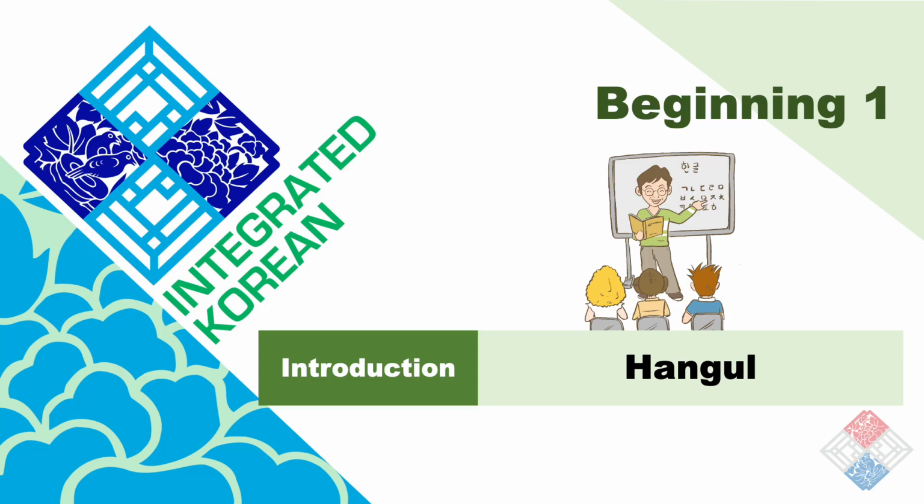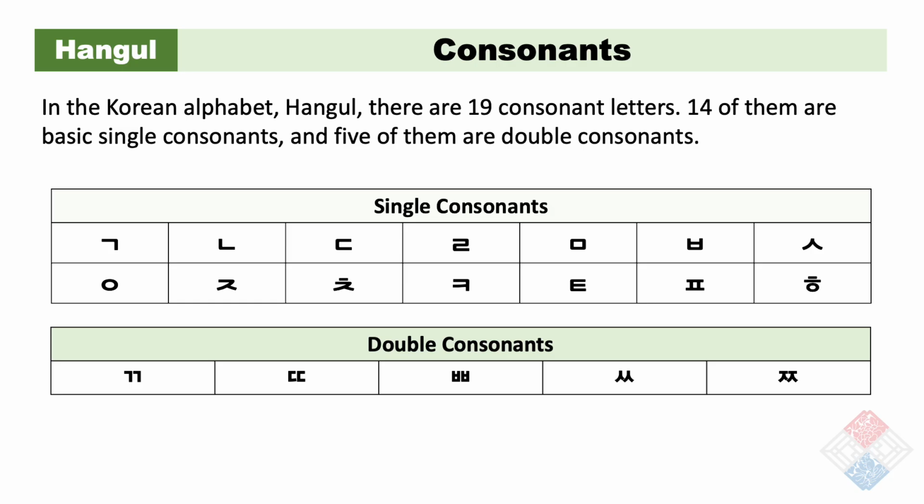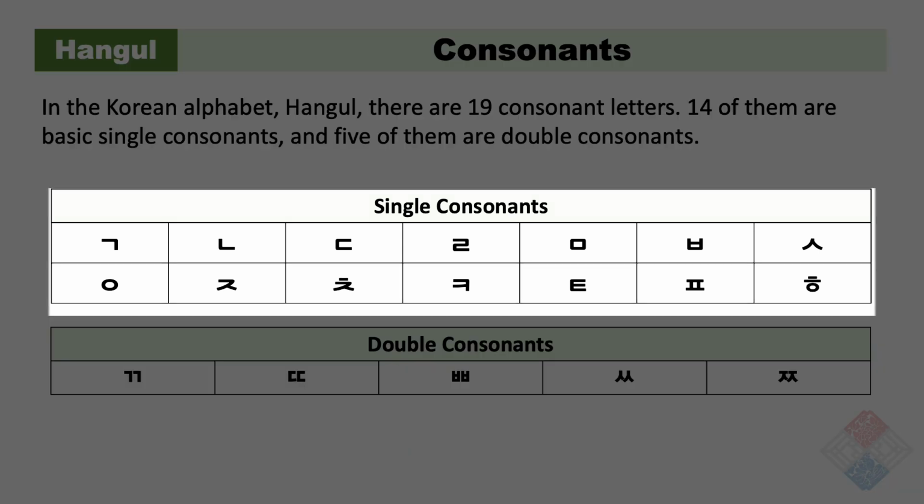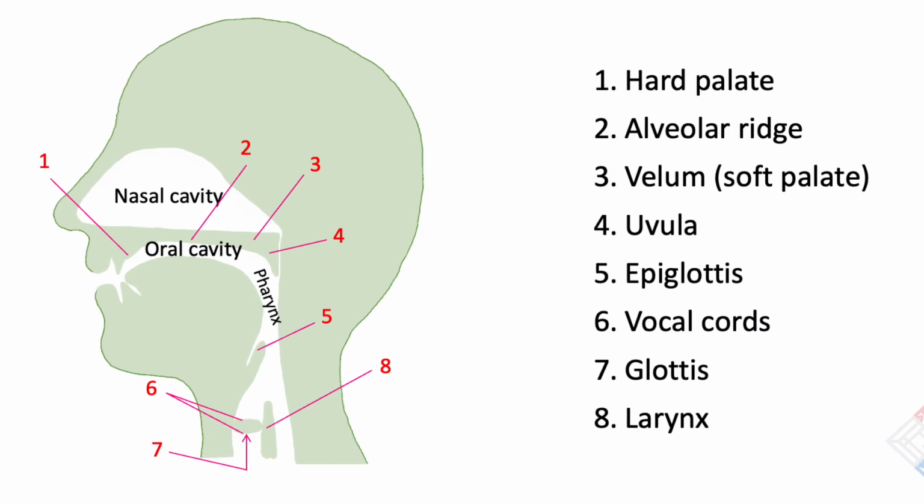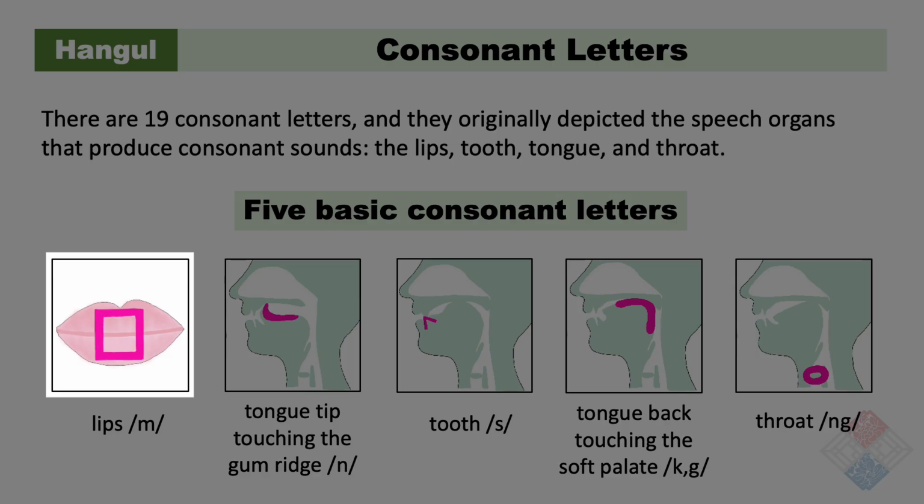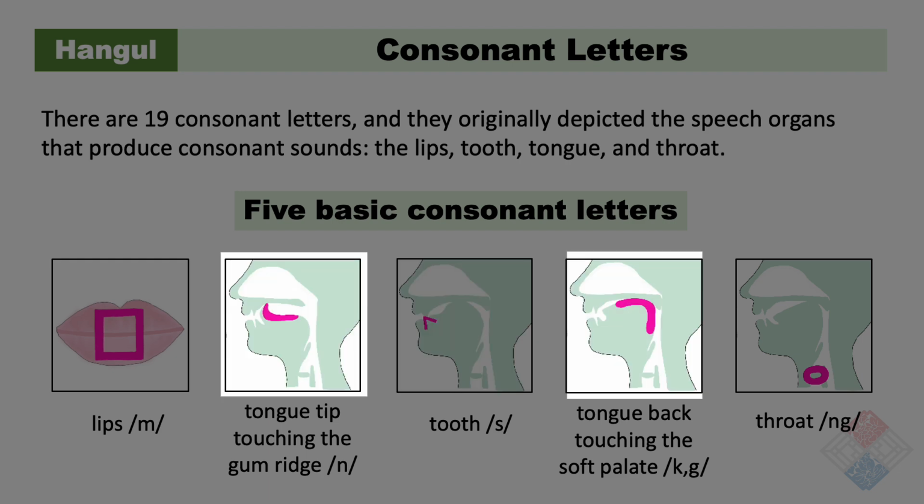Integrated Korean. Beginning 1. Consonant. In the Korean alphabet, Hangul, there are 19 consonant letters, and 14 of them are basic single consonants. Consonant letters originally depicted the speech organs that produce consonant sounds: the lips, tooth, tongue, and throat.